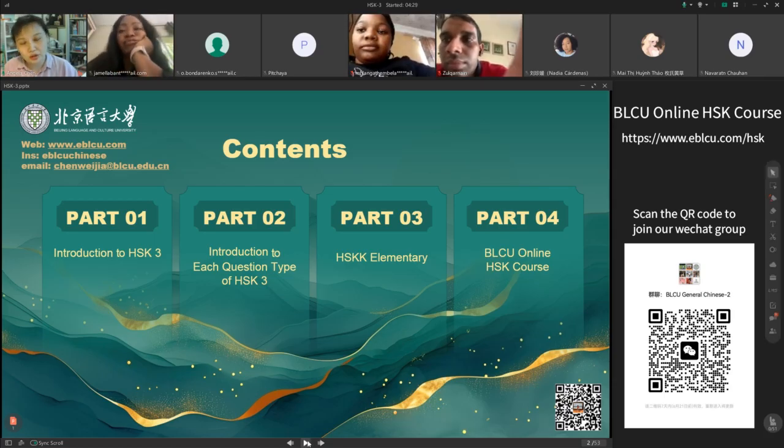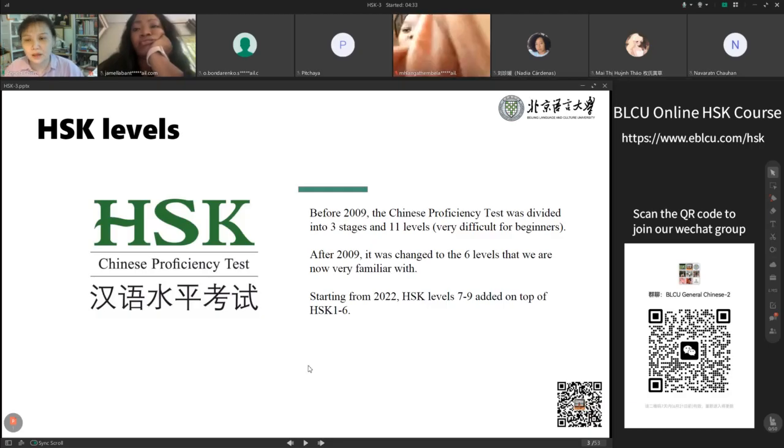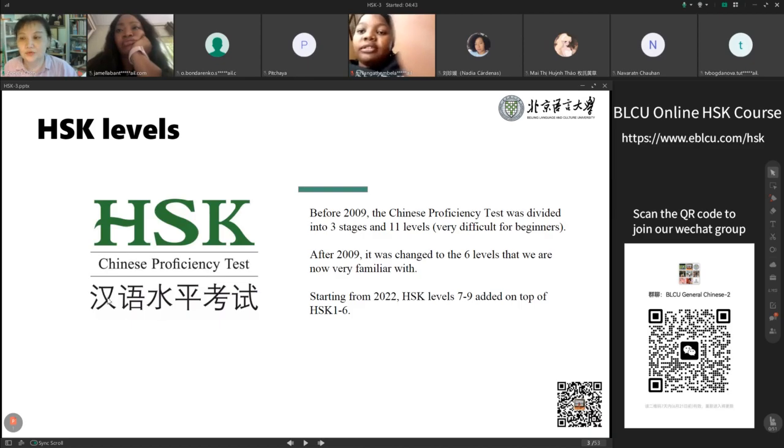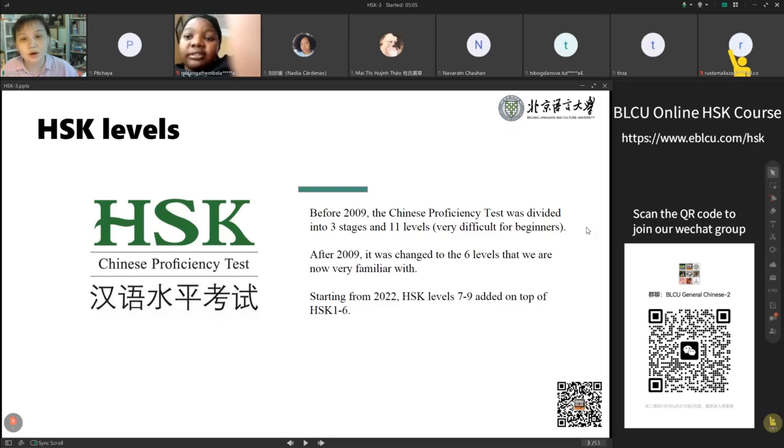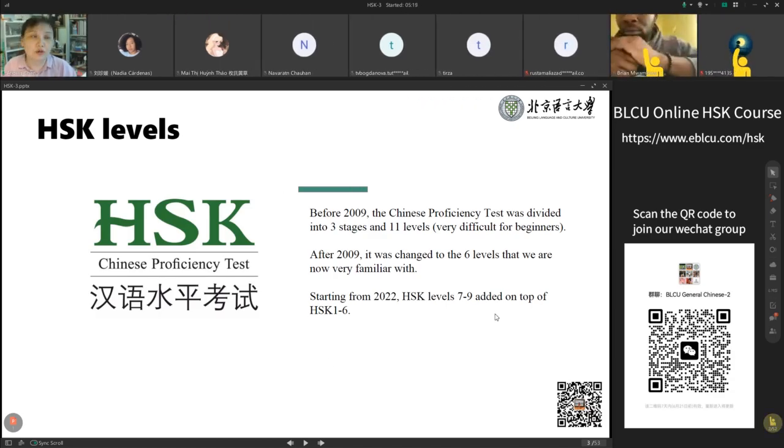So the first topic, I will introduce the HSK test itself. Since this is HSK 3, I guess a lot of you already understand what HSK is, right? HSK stands for 汉语水平考试, so Chinese proficiency test. The test was originally founded from our university, Beijing Language and Culture University. At the beginning, the Chinese proficiency test was divided into 3 stages and 11 levels, and it was very difficult for beginners before. And after 2009, it was changed to the 6 levels that we are now very familiar with.